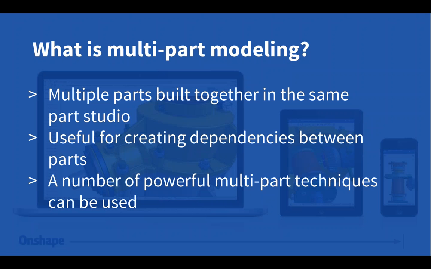Multiple parts together. But there's a number of useful ways we can use this. So, of course, multiple parts built in the same part studio. And this is just something, for those new users, multi-part modeling means you're building multiple parts in one part studio environment. It's useful for a number of different situations, but probably the most common example is creating dependencies between parts. It allows you to build better design intent in, and it gives you a lot of flexibility in how you build your models.